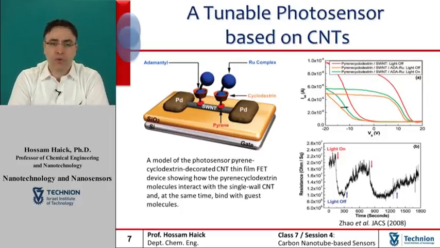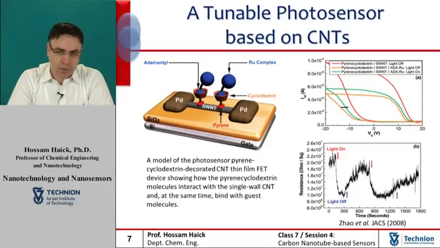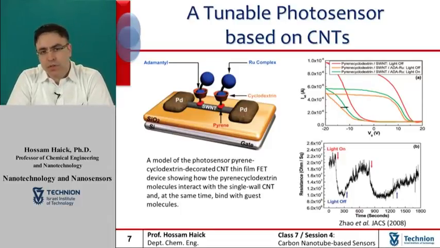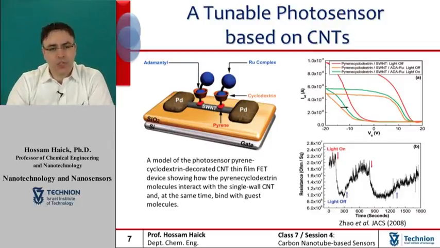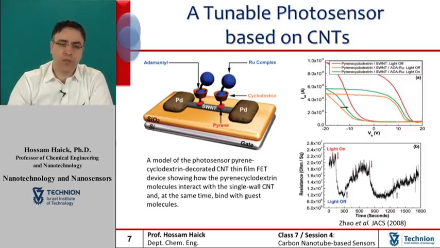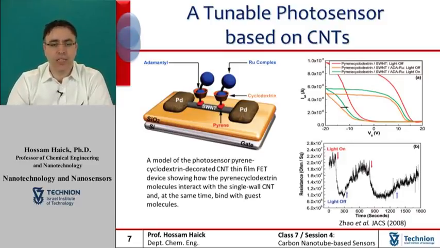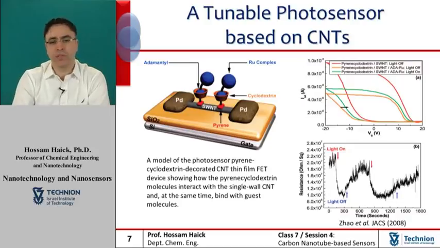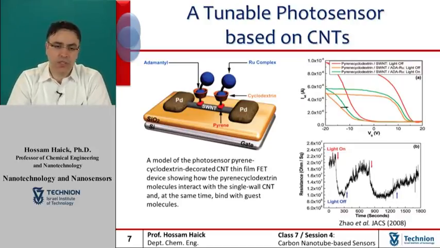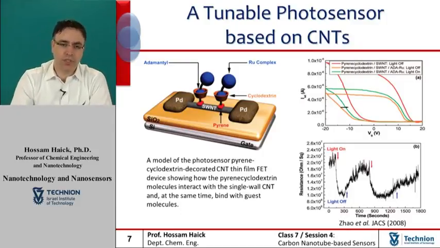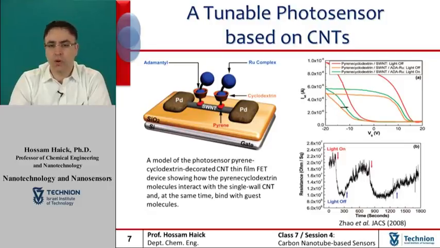Right now, we will move to photosensors that are based on carbon nanotubes. Tunable photosensor field effect transistor devices were fabricated to sense a fluorescent ruthenium complex molecule. In this case, when the light was on, namely at a wavelength of around 280 nanometers, the transfer curve of the field effect transistor device shifts towards a negative gate voltage by around 1.6 volts, and its sheet resistance increases quickly, indicating a charge transfer process from the receptor to the single-wall carbon nanotube.